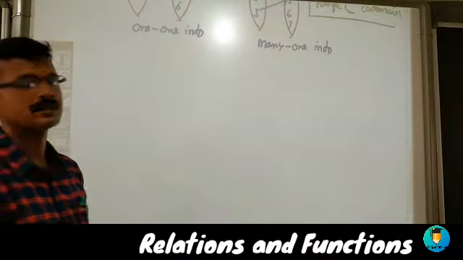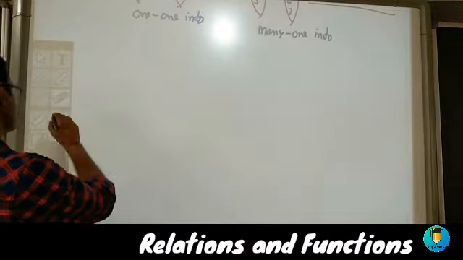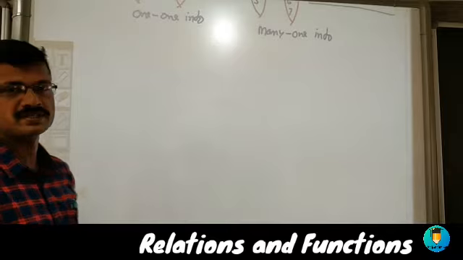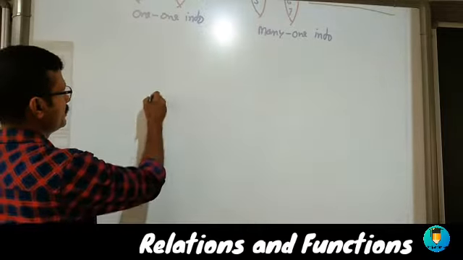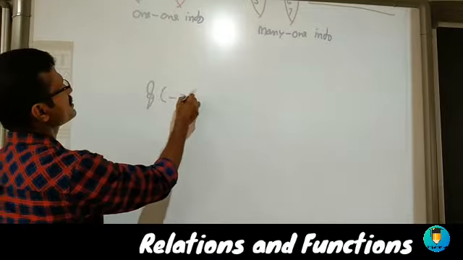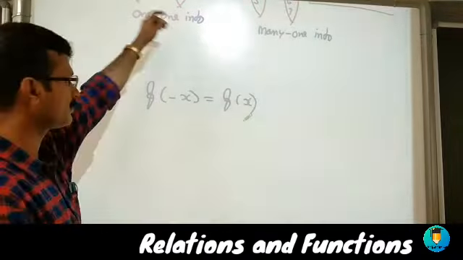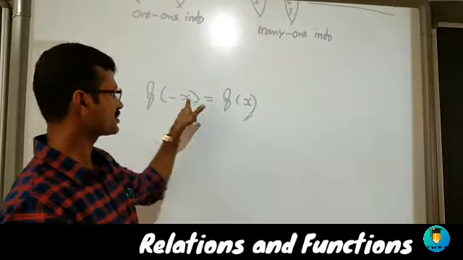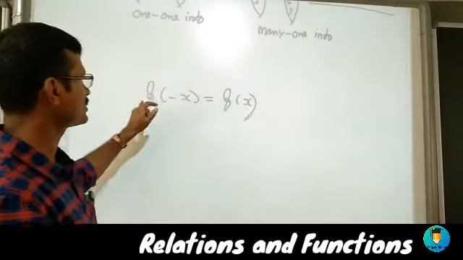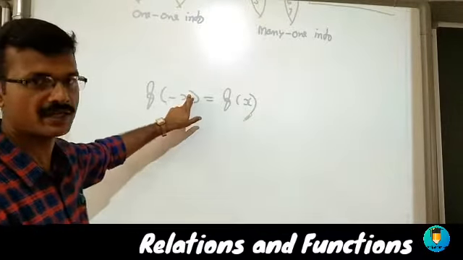So what is an even and odd function? A function f is said to be an even function if f of minus x is equal to f of x. F of minus x is equal to f of x, then we can say the function is an even function. You studied this in standard 11.